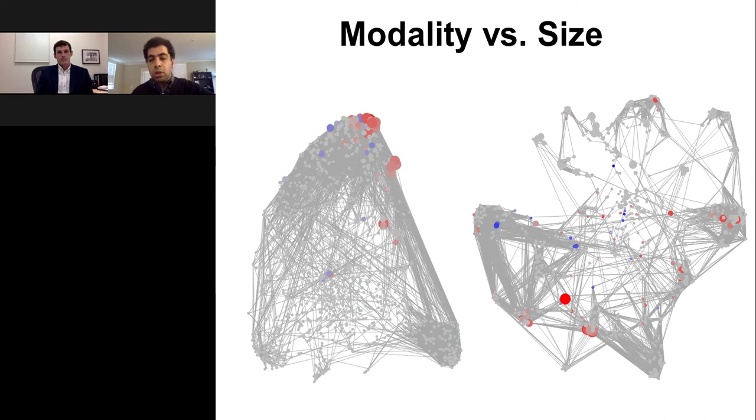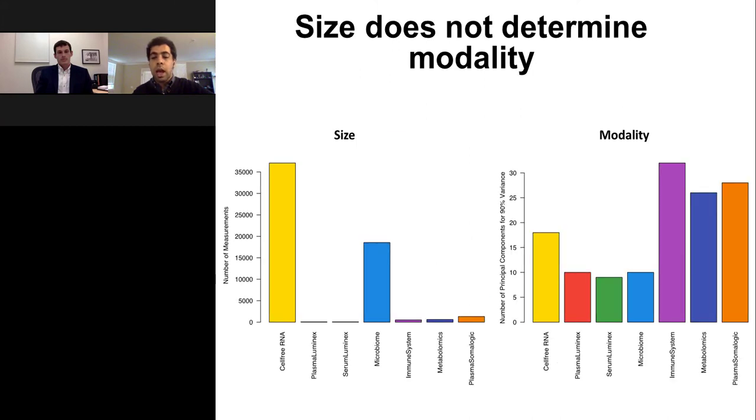So from an information theory point of view, potentially it's measuring more biological processes and has more information content. We quantified that by using PCA. On the left, you have the number of measurements in each assay. On the right, we have the number of principal components that it takes to account for 90% variance.